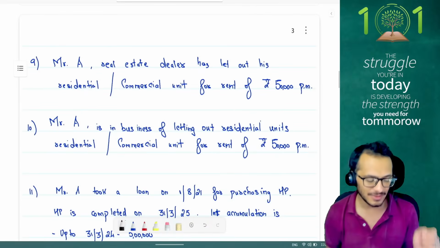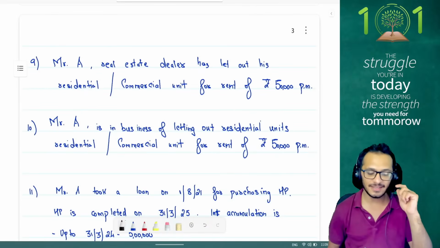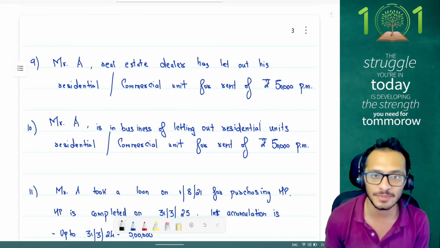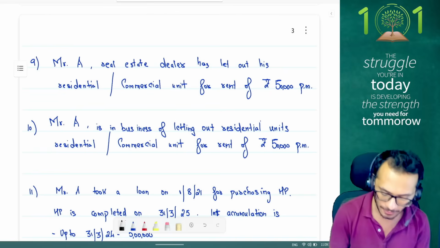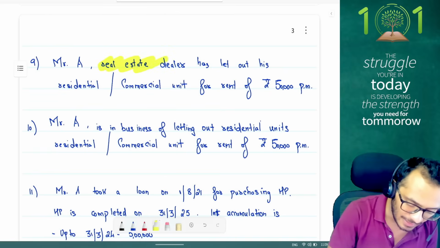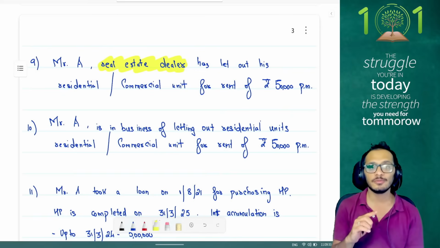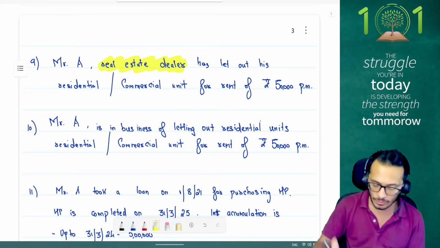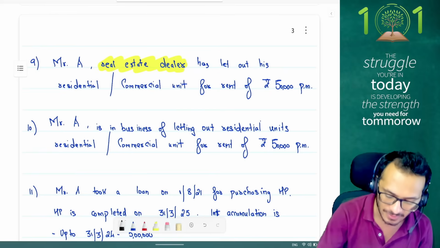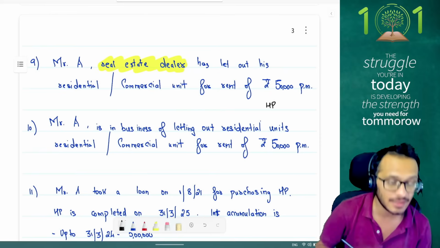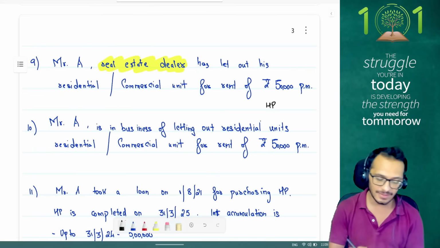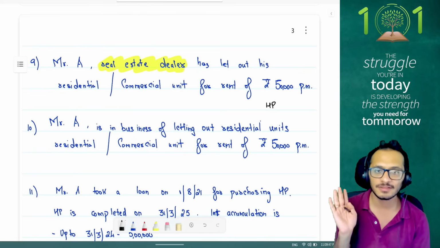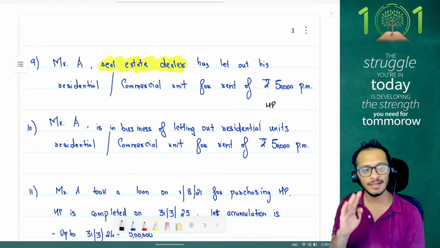Great. We're moving on to question number 9. It says Mr. A is a real estate dealer and has let out his residential or commercial unit for a rent of 50,000 rupees per month. People, look at my job. I am a real estate developer. As a real estate developer, my job is to buy and sell properties. When I'm buying and selling properties, letting out a property is not part of my business, which means this is fully taxable under HP. Yes or no? Whether you call it a residential property or a commercial property, I am not in the business of letting out, and therefore this is taxable under HP.